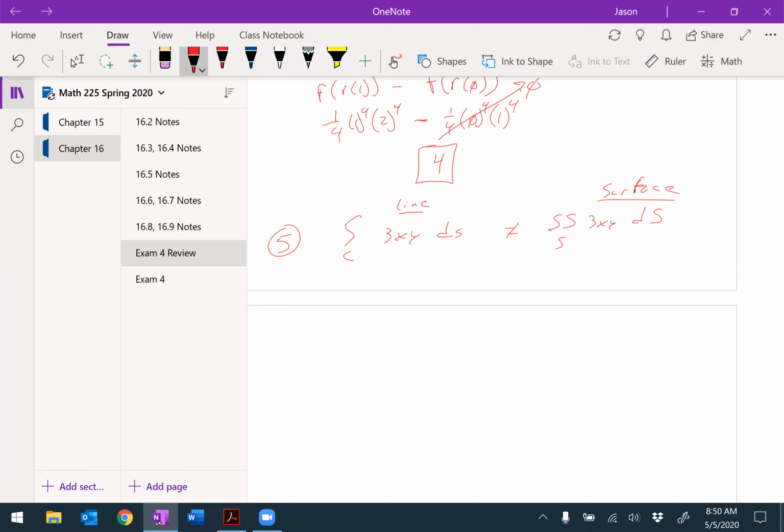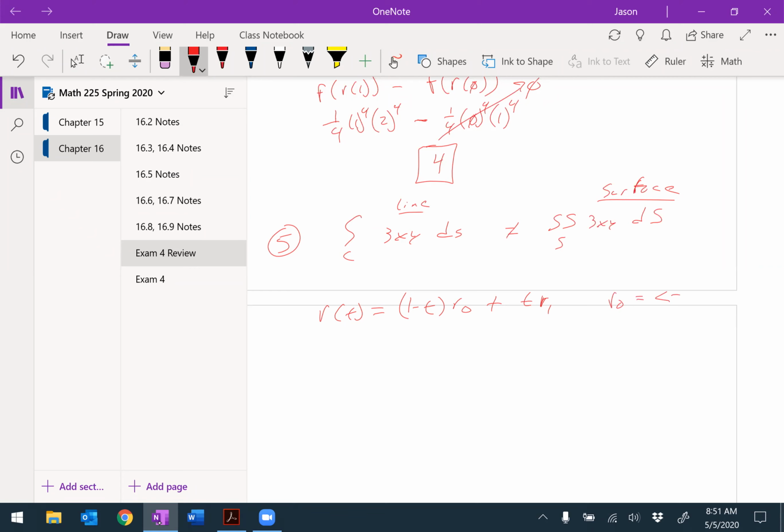Okay, so we want to know, well, what's r of t going to be in this case? Well, the formula for a line segment is 1 minus t r naught plus t r sub 1. Okay, and so what is r naught in our case? r naught is -5, -7.